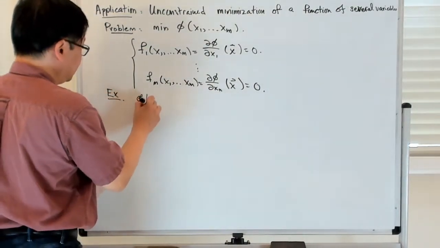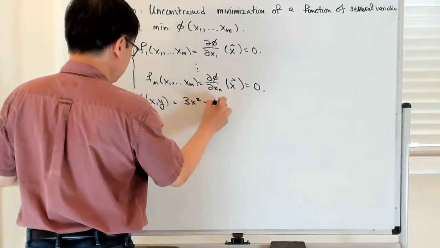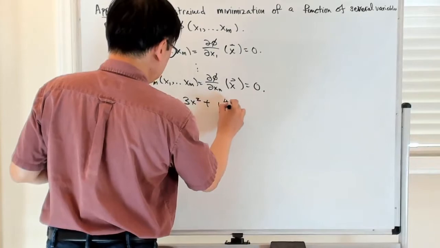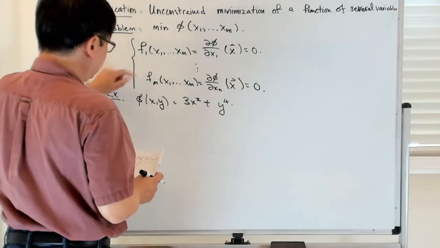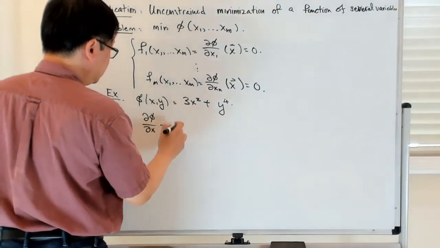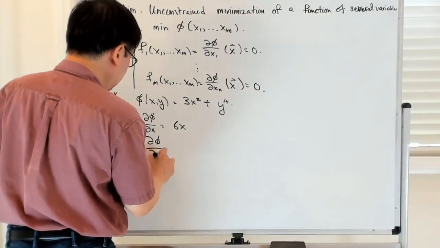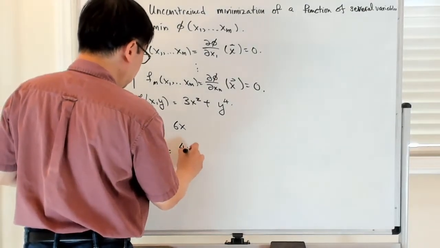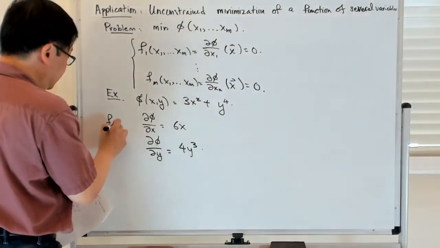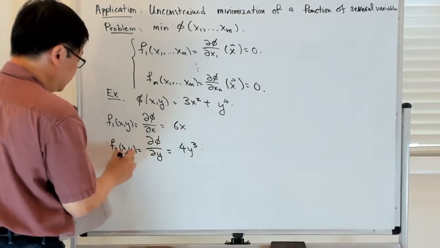Let's say that I have a function of x and y, which is 3x squared plus just y to the 4th power. I want to write down the stationarity conditions. So d phi dx is equal to 6x, and d phi dy is equal to 4y cubed. That's the system I want: f1 of x, y is this, f2 of x, y is that.